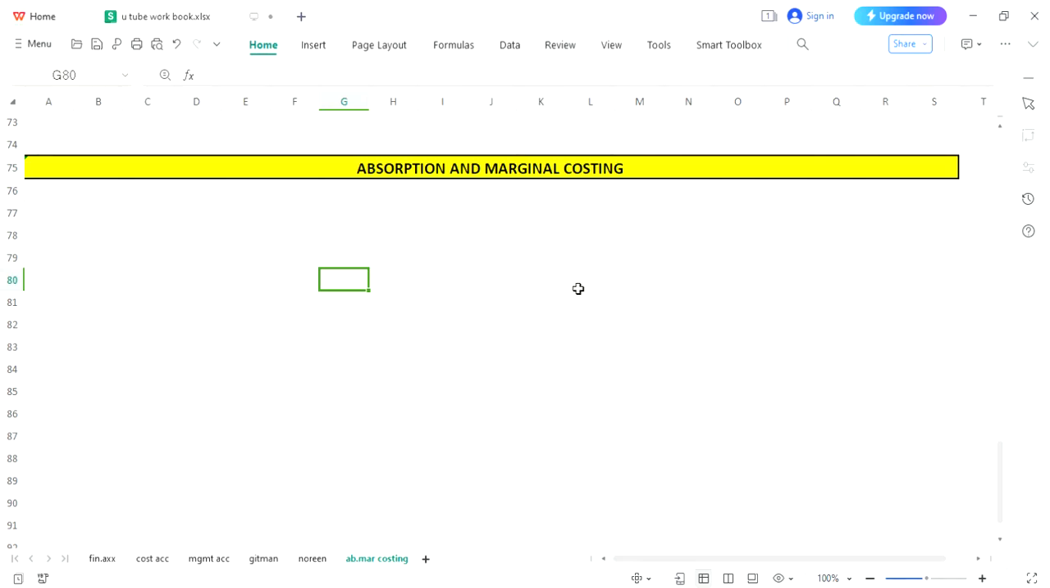Today's target is to see a new concept we are starting, and that's absorption or marginal costing. Basically, we will be focusing upon costing. This is very important for any manufacturing concern. Just consider it as a backbone, mandatory for every organization.